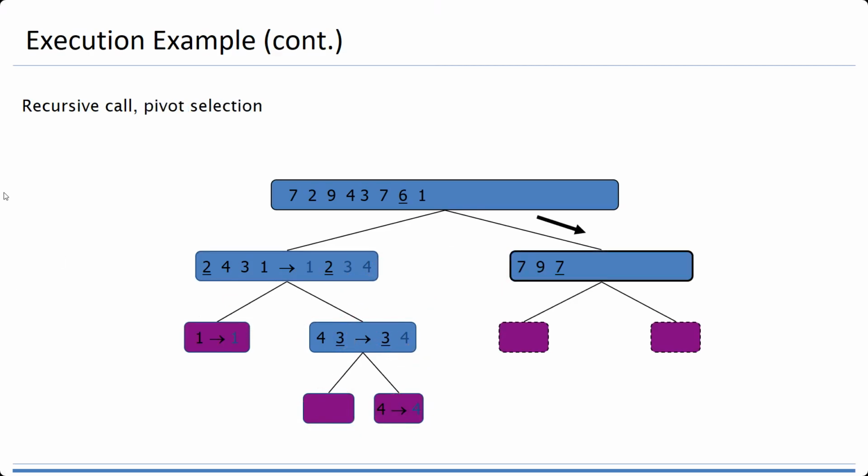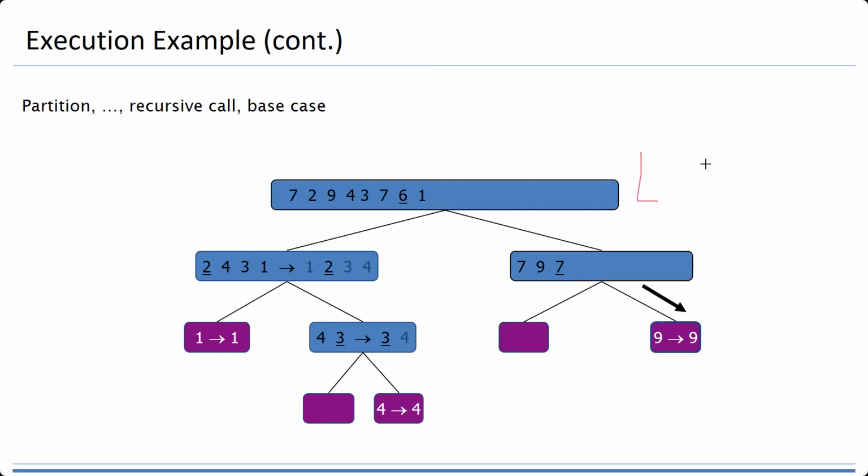For the right section, we have 7, 9, and 7. So let's just choose a pivot randomly. Again, it is random. And then let's do the checking. L is less than 7, but there is no element less than 7, so this is empty. G is higher than 7, which means 9. Then we select 9 and there is only one element. So this is the leaf.